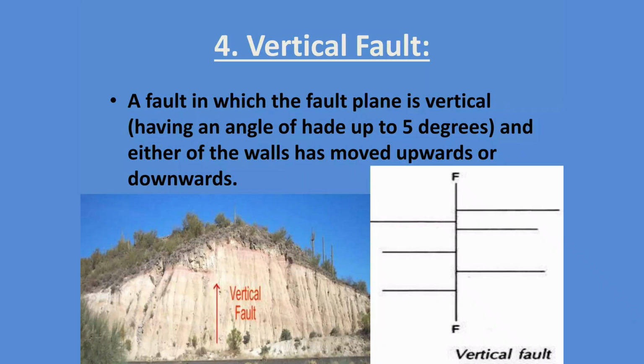Then vertical fault. A vertical fault is simple. As the name suggests, the fault plane is vertical in nature, and the hanging wall block moves down relative to the foot wall block. So this is called a vertical fault.